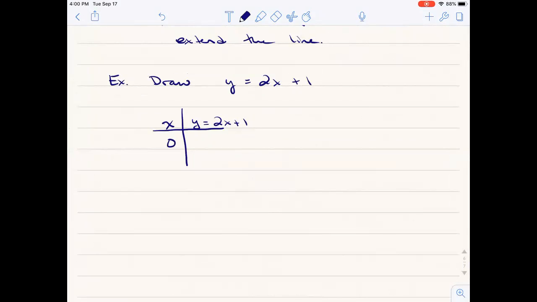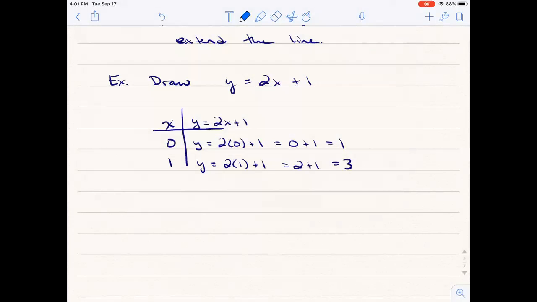I always do x is 0 unless it's completely unreasonable, because it's really easy to solve for. So then y is 2 times 0 plus 1, which is just 0 plus 1, which is 1. And if you just wrote 1, that's fine. Picking any other value of x, I'm going to choose 1. That's easy to deal with, I can still do that math kind of in my head. And so y equals 2 times 1 plus 1, which is 2 plus 1, which is 3.